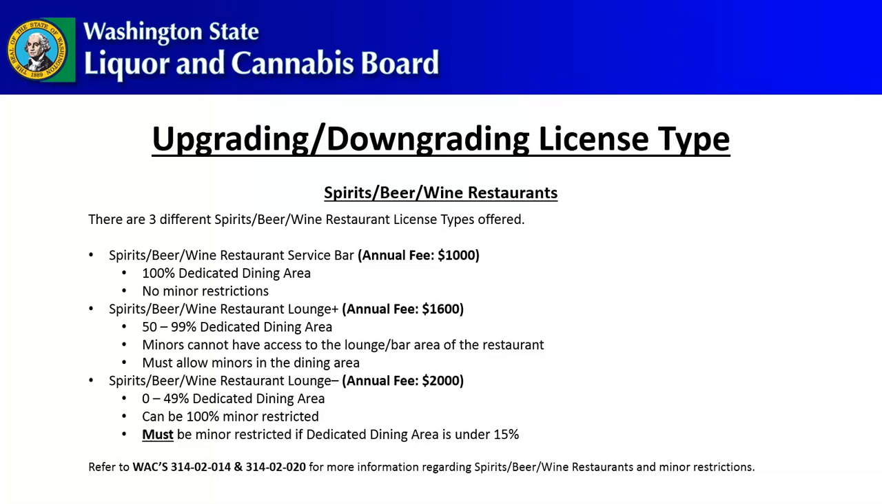Also, if your dedicated dining area makes up less than 15% of your restaurant, you will be required to restrict minors from the premises. If you would like more information regarding spirits, beer, and wine restaurants and minor restrictions, refer to WACs 314-02-014 and 314-02-020.